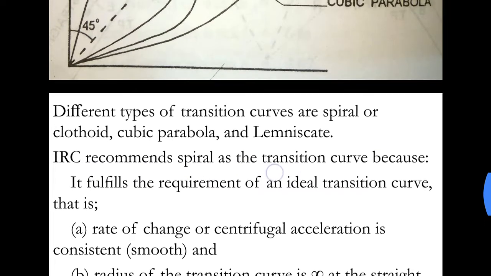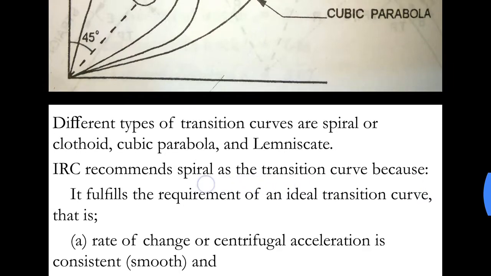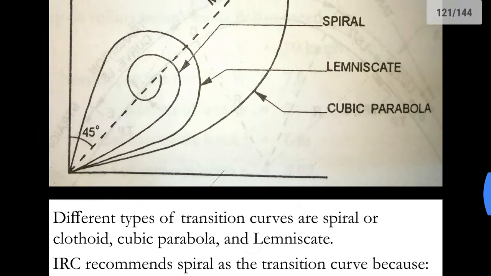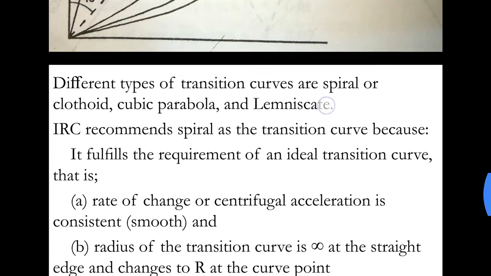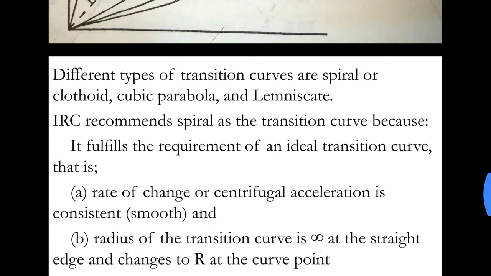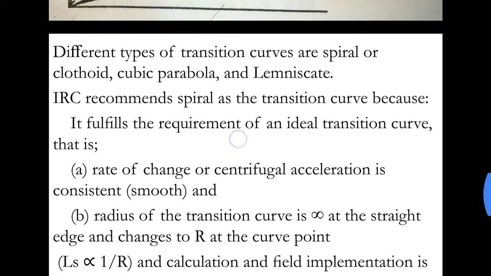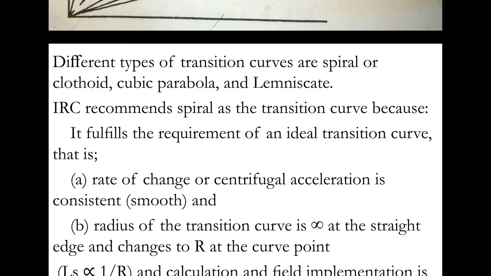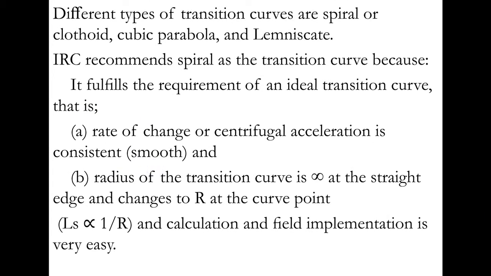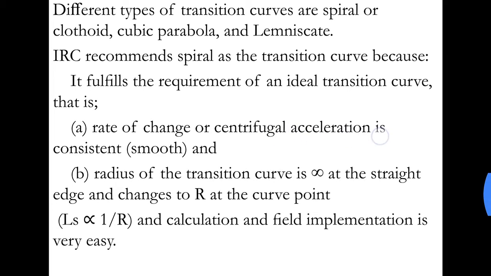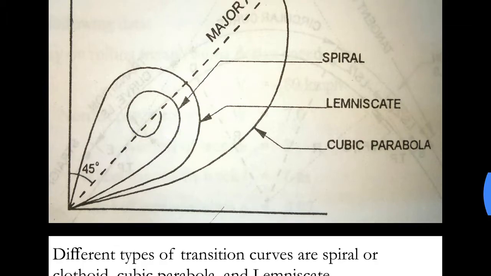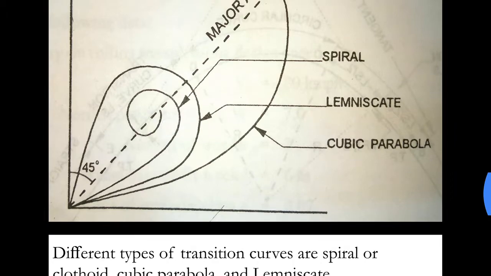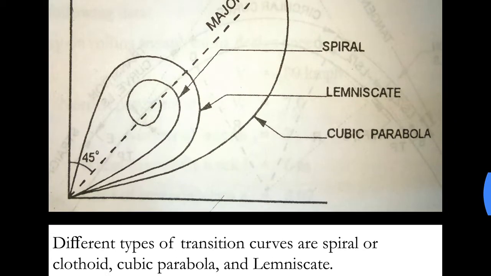IRC recommends the spiral as the ideal transition curve. Why is it so? There are a few points, we'll discuss them. It fulfills the requirement of an ideal transition curve, that is, the rate of change of centrifugal acceleration is consistent. In this spiral curve, as the length increases, the radius decreases. So there is a gradual transition.